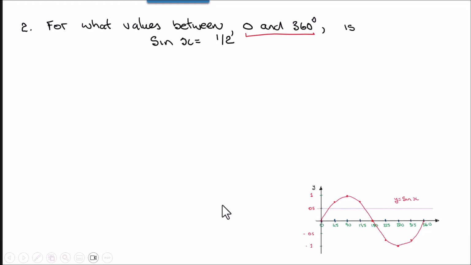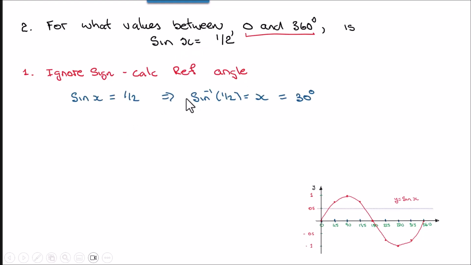So the way we do these questions, first of all, we ignore the sine of a half and we calculate the reference angle. So if we say sine of x equals a half, then inverse sine of a half is equal to x, which is 30 degrees. So the reference angle is 30 degrees.